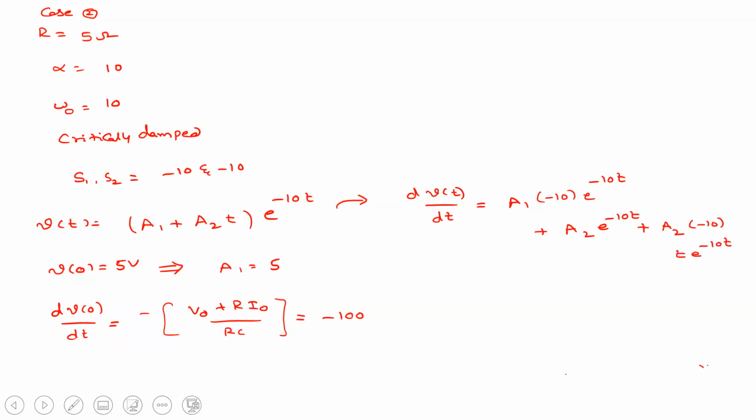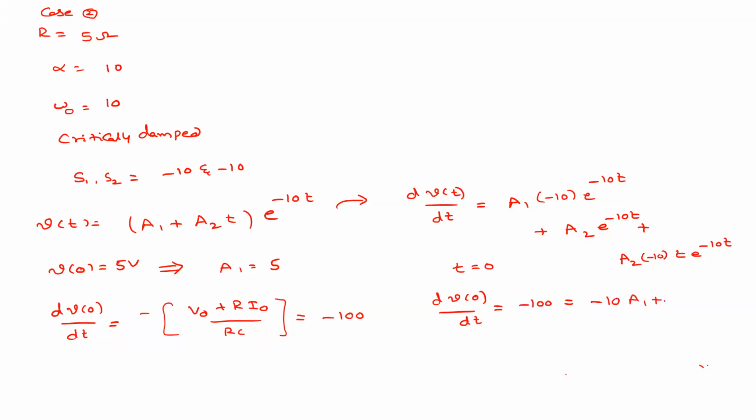Just cross check whether I've done this right or wrong. Correct, sir. So substitute t equal to 0 everywhere. So dV of 0 by dt, its value is supposed to be 100. Right. So now tell me what is its value. Minus 50... A2 minus 10 A1, sir.